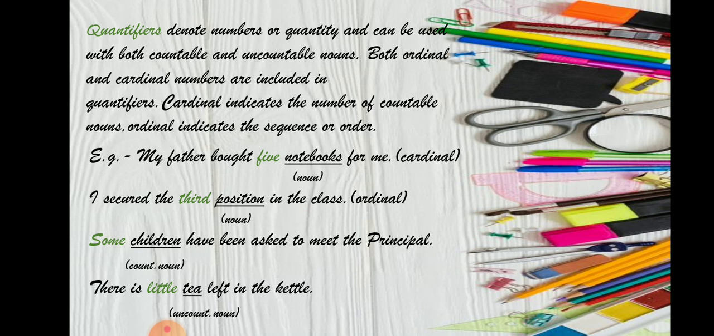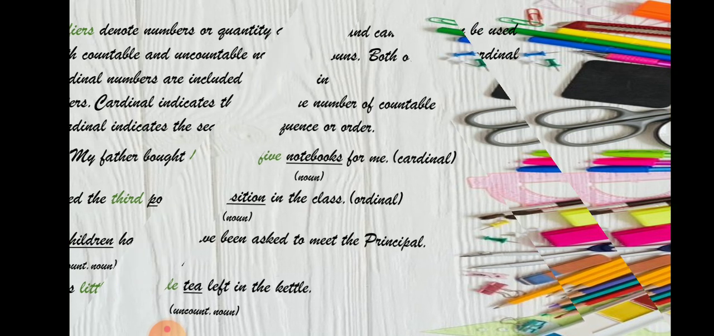I secured the third position in the class. Third indicates a sequence or order, so it's an ordinal number. It's also a quantifier. Some children have been asked to meet the principal. Here some is a quantifier which has been used with countable noun children. There is little tea left in the kettle. Little is again a quantifier which has been used with the uncountable noun tea.